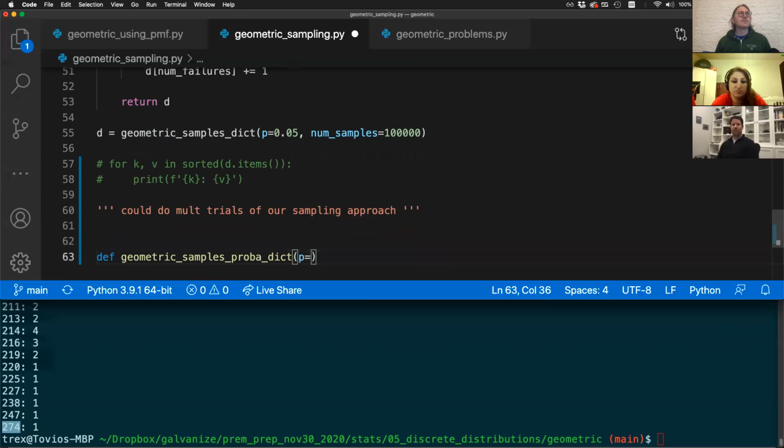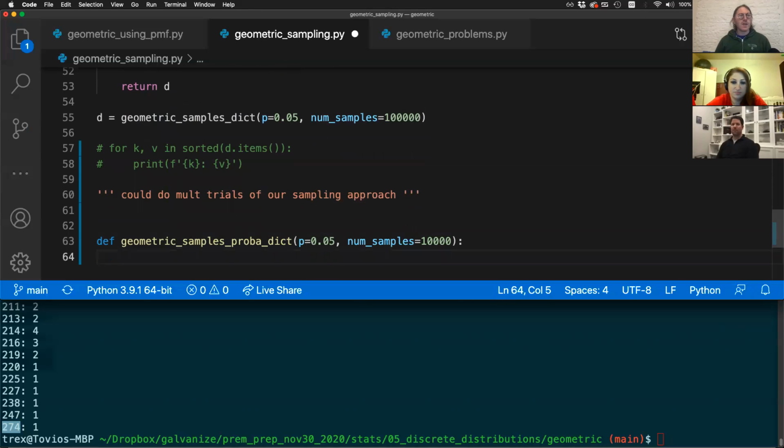And I'll do 0.05, number of samples, I'll do 10,000 just to follow the last function. And the first thing I'm going to do is just get out. I'm just going to call out to my samples dictionary, and I'm going to pass in P and the number of samples, and we'll just use that as it is.